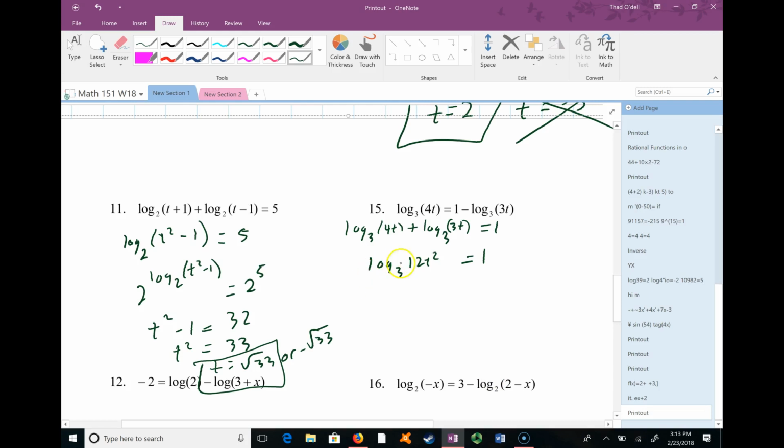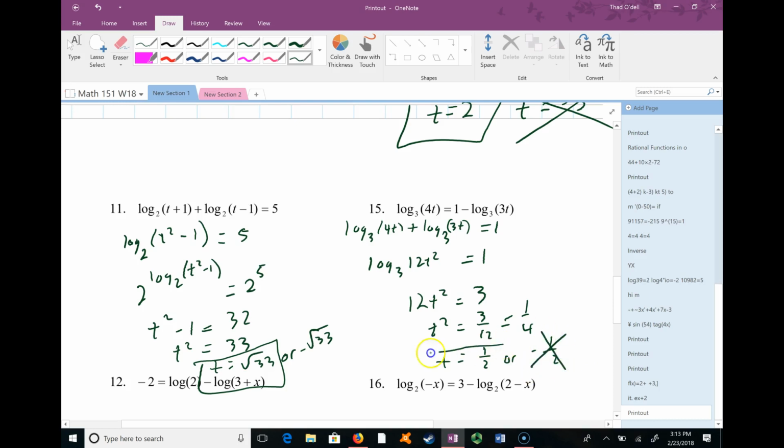So 3 to this power would leave me with just 12t squared, and 3 to the first power is just 3. So that means that t squared is equal to 3 over 12, which is 1/4. Take the square root of both sides, and I get t is equal to 1/2 or negative 1/2. And negative 1/2 is a problem. Positive 1/2 is not, so I cancel that one out, and that is my answer.